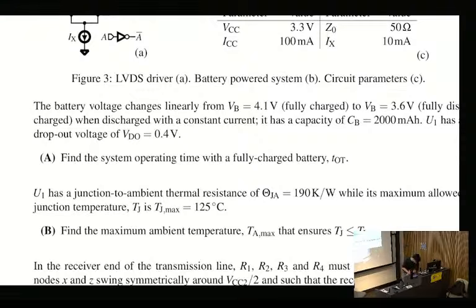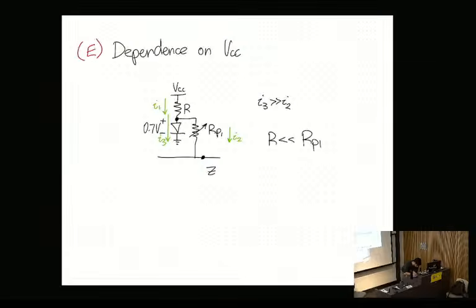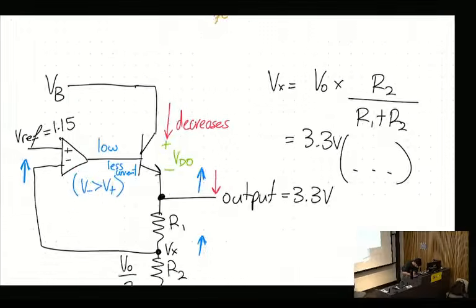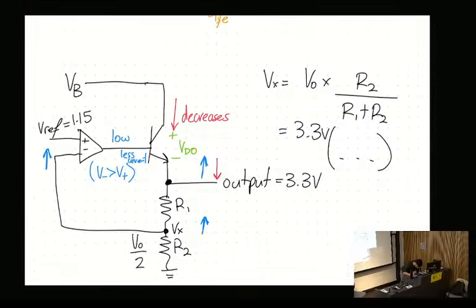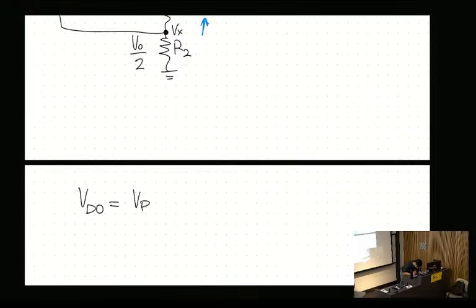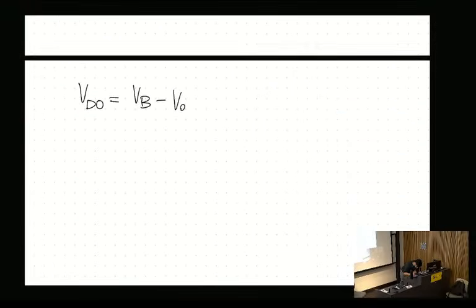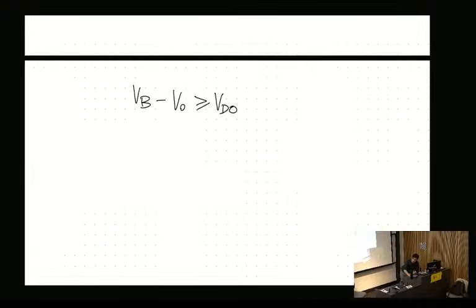Yes, it can only go down to whatever the dropout voltage allows. So what I mentioned was the dropout voltage is equal to the battery voltage minus the output voltage. And a better way to write this is that the dropout voltage must be greater than or equal to the dropout voltage, so we can keep that BJT on. So VB was 4.1 volts minus the output, which is 3.3 volts.